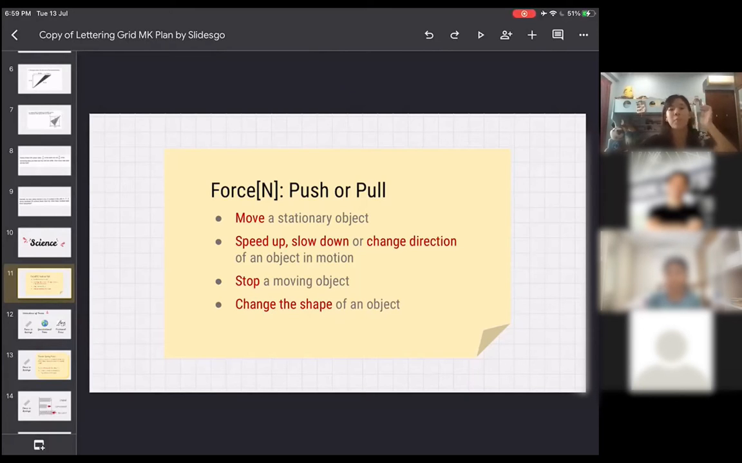And then another one is if I put enough force, I could even stop a moving object completely. So my ball is rolling and I put a force there, then it can stop. Either that or it can change the shape of an object. Like your Play-Doh, if you go and press, it can change the shape. So yes, these are the four different things that a force can do.